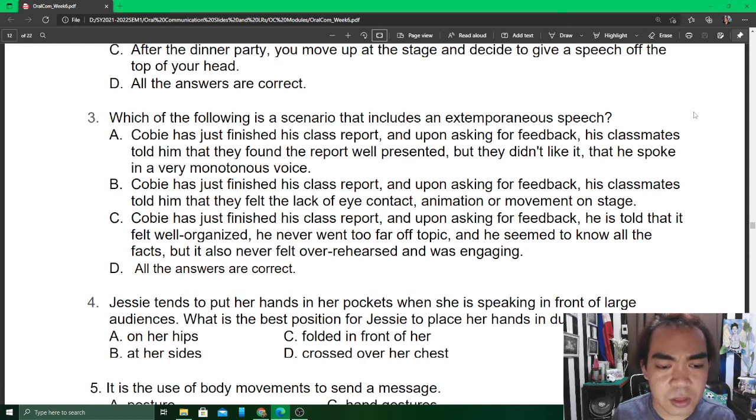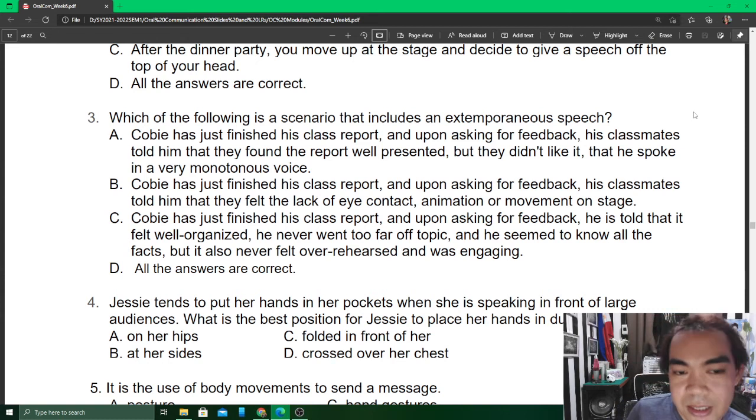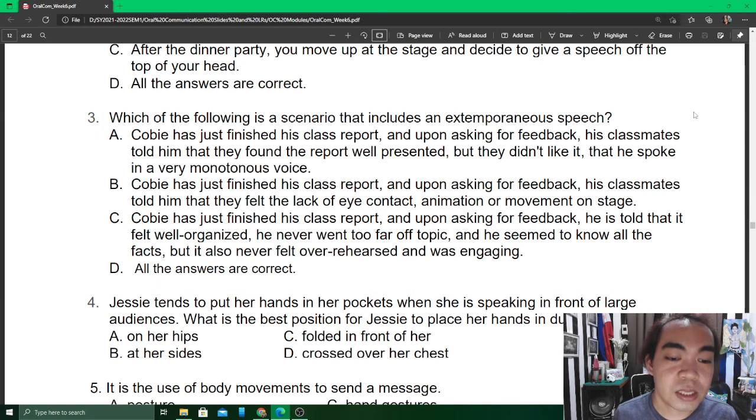Kobe has just finished his class report, and upon asking for feedback, his classmates told him that they found the report well presented, but they didn't like that he spoke in a very monotonous voice. No, kung makita natin actually, ang A, B, kag C daw, sa feedback siya nga side isang classmates. No? Feedback siya nga sa isang classmates sa ilan na niya nga reaction to Kobe's presentation or class report.